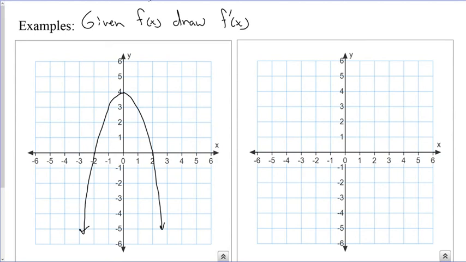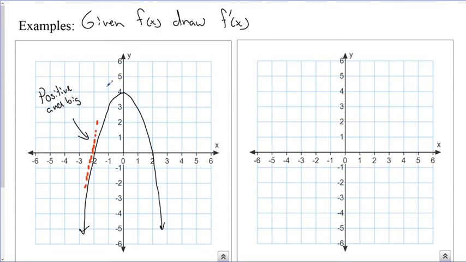My result here, my tangent line at 2, if I were to draw that tangent line in at 2, it would be both positive and big.